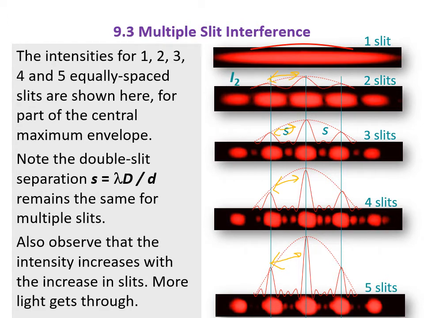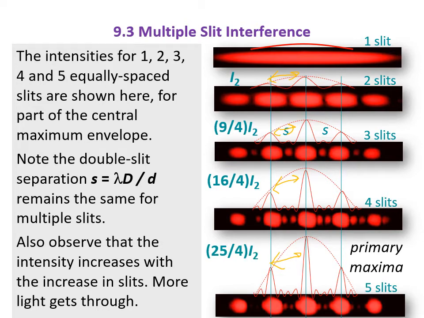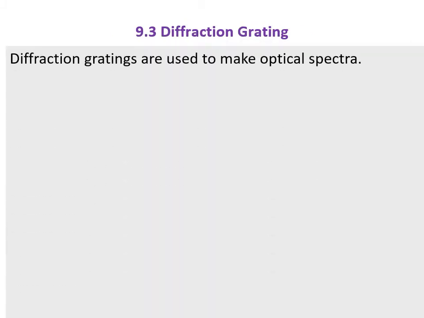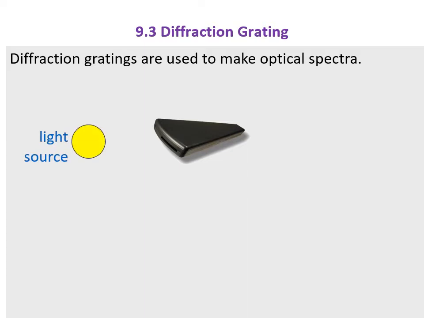Also observe that the intensity increases with the increase in slits. As you increase the number of slits, more light gets through, and the brighter that intensity pattern is. So diffraction gratings, as you might remember, are used to make the optical spectra. You use diffraction gratings to analyze chemicals, the chemical signature produced when you heat up gases, or the chemical signature absorbed, or the light absorbed by any compounds. What helps you analyze this light is diffraction gratings.